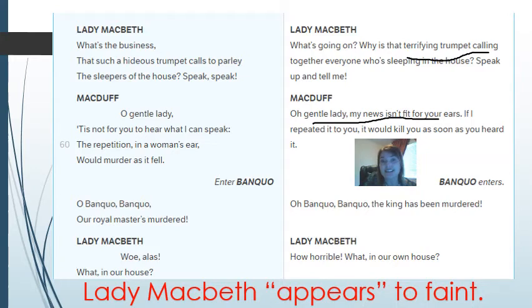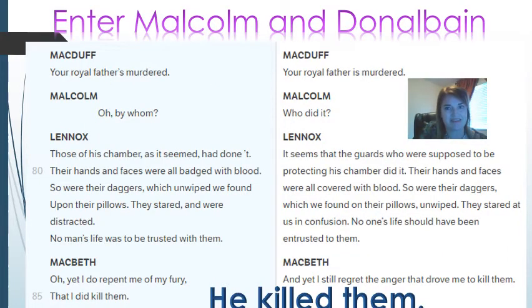If Macduff only knew who Lady Macbeth was. The king has been murdered. And Lady Macbeth says, oh, how horrible. Woe, alas, what, in our house? Enter Malcolm and Donalbain.